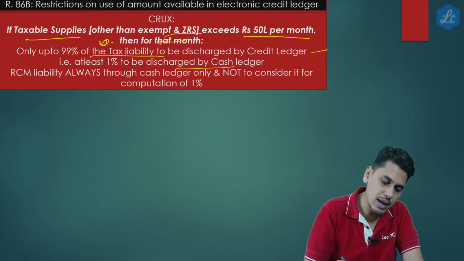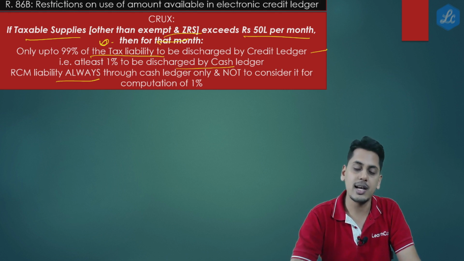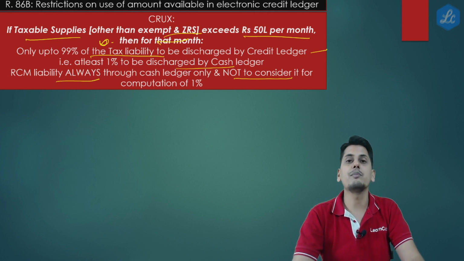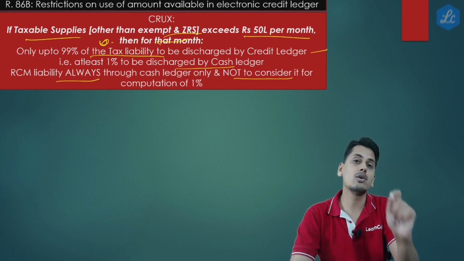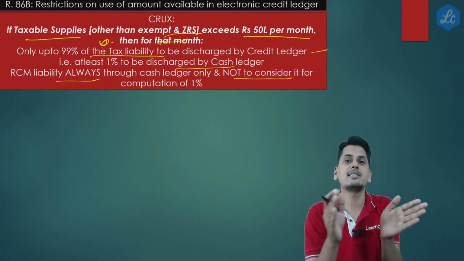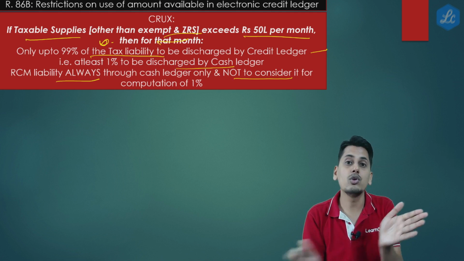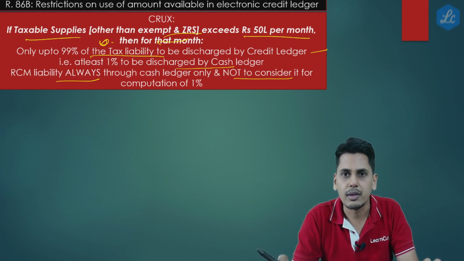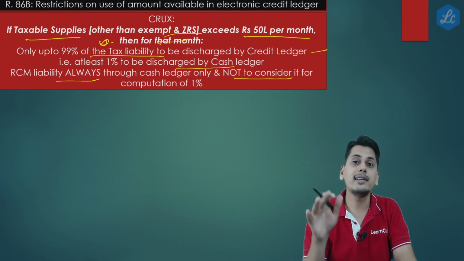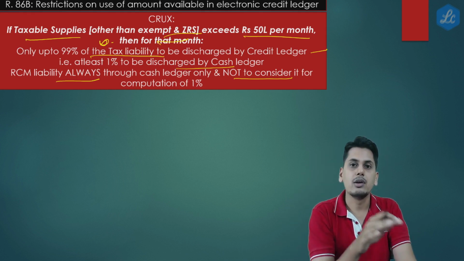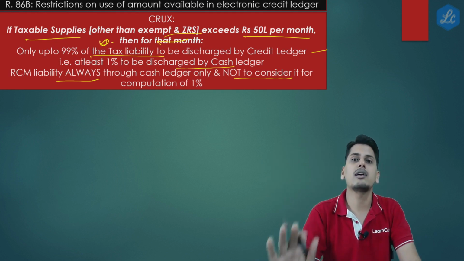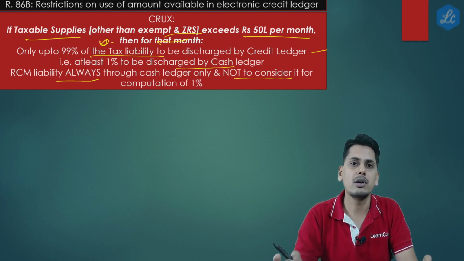And friends, RCM liability always has to be discharged only through cash ledger, and it should not be considered for the computation of 1%. Whenever you are going to compute that at least 1% has to be paid through cash ledger, in that computation, you just take the normal output tax liability. Do not consider RCM tax liability. And whatever you have paid through cash ledger, consider only what you have paid for your output tax. You might have paid RCM liability also through your cash ledger. That you should not consider for the purpose of computation of 1%.